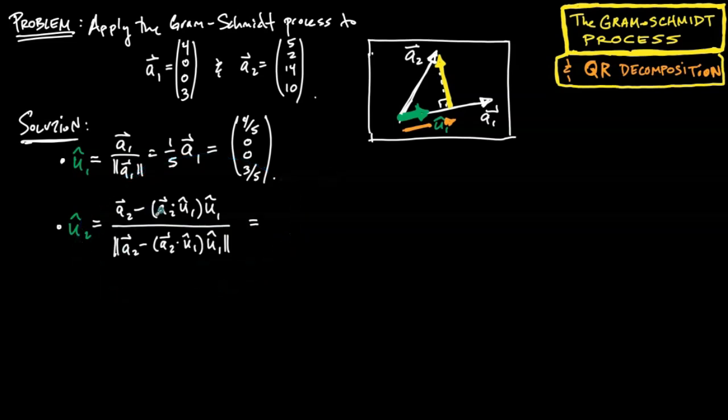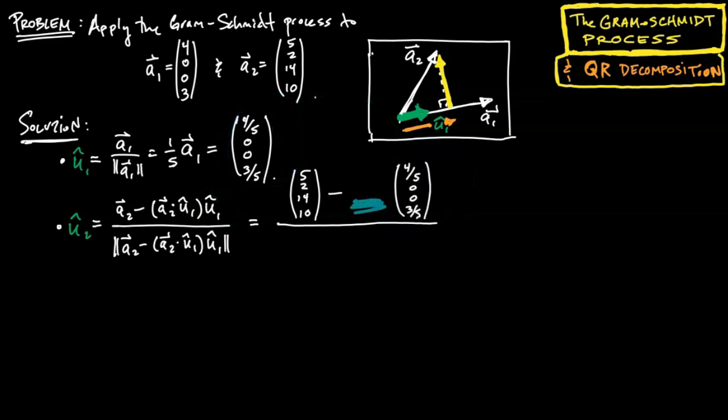So let's see. We need to figure out what this vector is on top that we will then be normalizing. That's going to be a2, which is this vector, 5, 2, 2, 14, 10, and then I have to subtract off a certain multiple of u1, which we already computed. There's u1, but what is that scalar multiple? Well, that's a2 dotted with u1. So I have to take the dot product of these two vectors, and when I do that, I get 4 plus 0 plus 0 plus 6, so that's going to be 10. And I'll have to take this vector sum and divide by its own length.